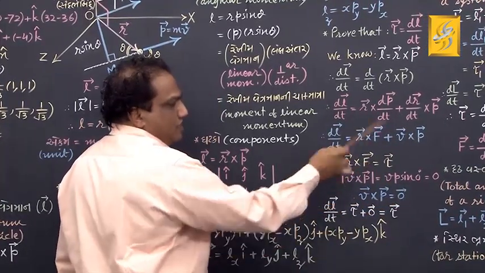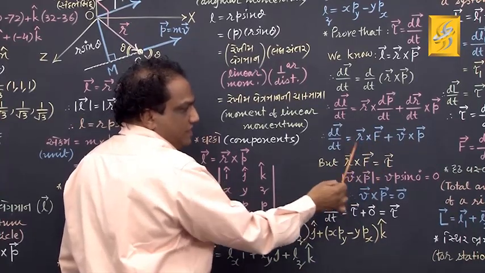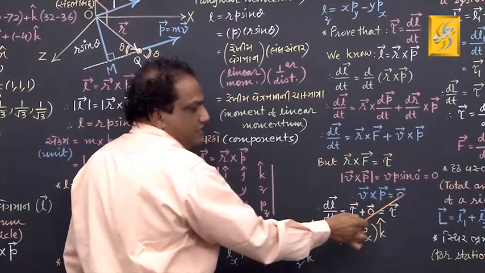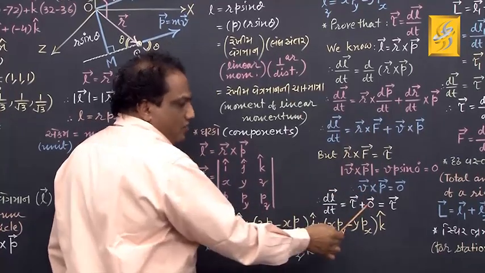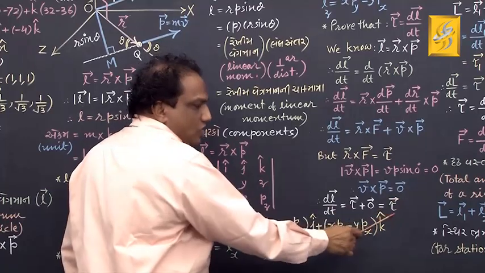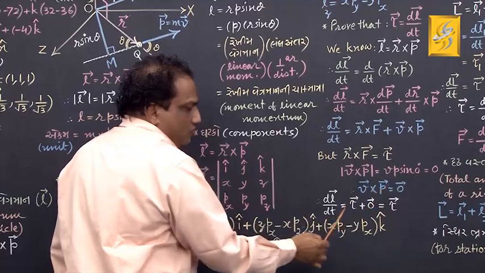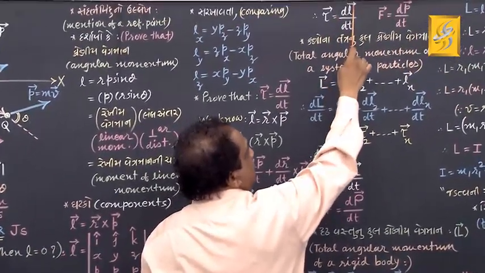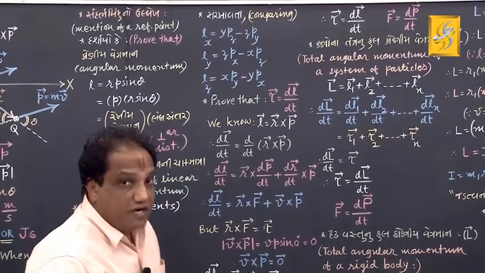Come on, put these two values here. Vector r cross vector f is nothing but vector tau. So, replace this by vector tau. Plus vector v cross vector p is nothing but 0 vector. Replace this by 0 vector. And when you add 0 vector with any other vector, it makes no difference, giving you vector tau. So, ultimately what we have proved, vector tau equals vector dL by dt. Here it is. Vector tau equals vector dL by dt.